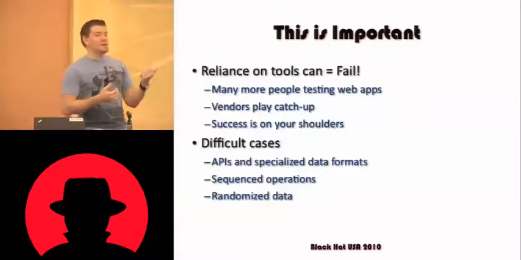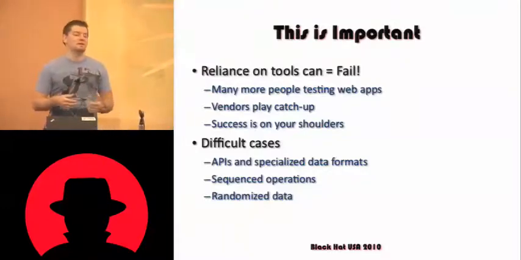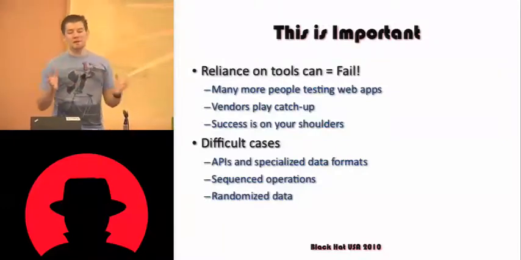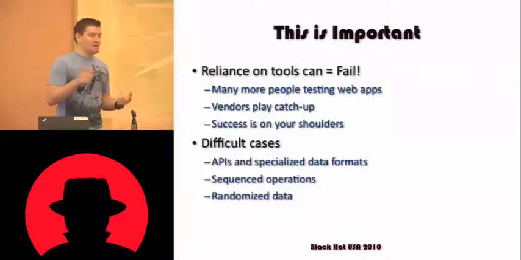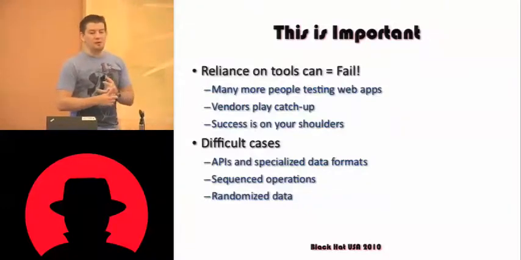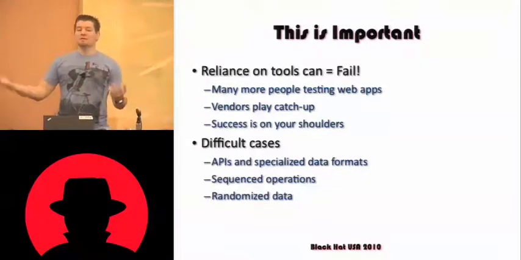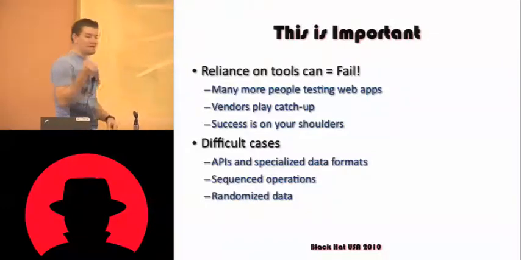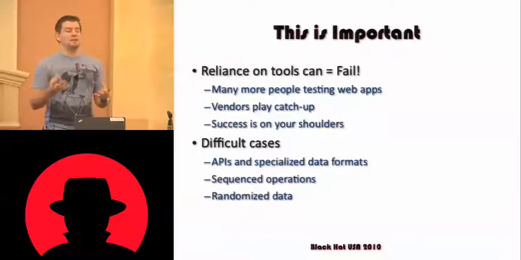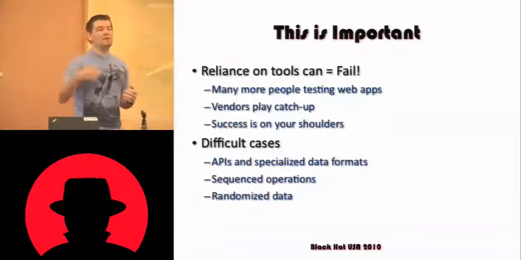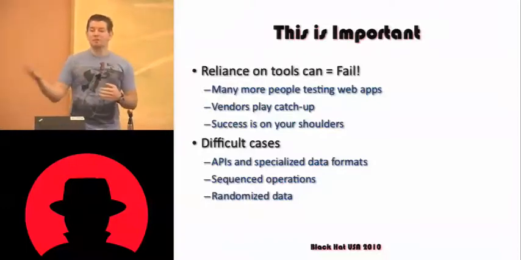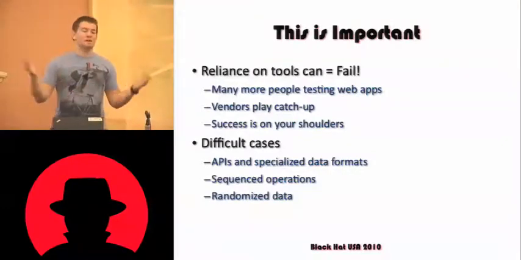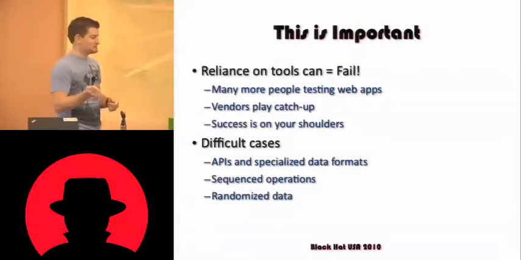There are also difficult cases where standard toolkits fall flat on their face, or don't have any visibility into what the application is doing. You have APIs and specialized data formats and protocols that your standard vulnerability scanners just don't understand. You also have things like sequenced operations and randomized data. If a tool can't replay an attack, which is how a vast majority of tools work, then you're not going to find the vulnerabilities.